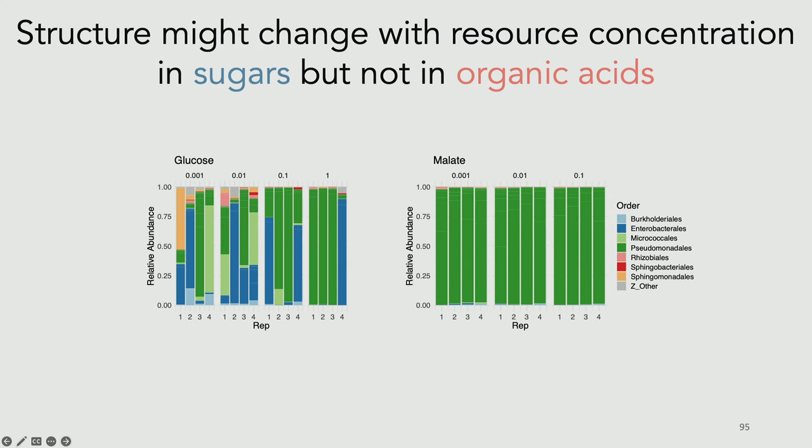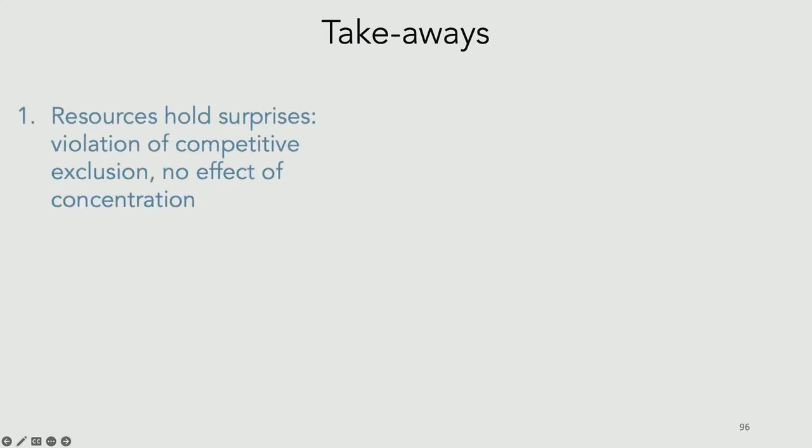Okay, so takeaways. When I started going to resources, I found a lot of surprises. There is a violation of competitive exclusion or effect of concentration. That is where all things were kind of expected.